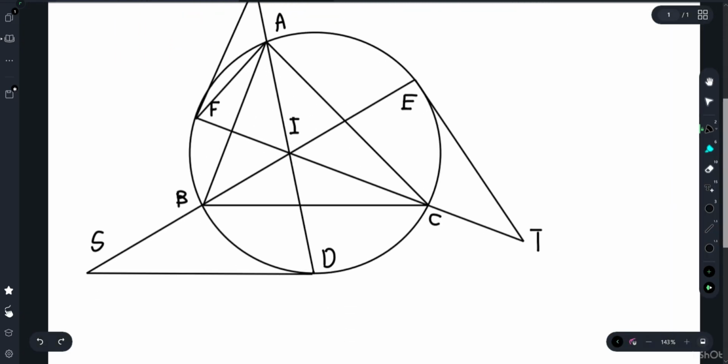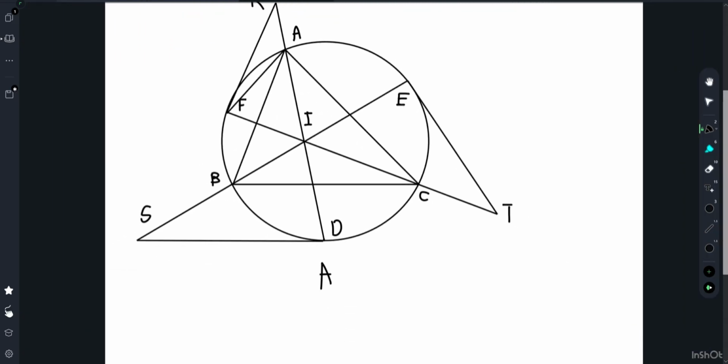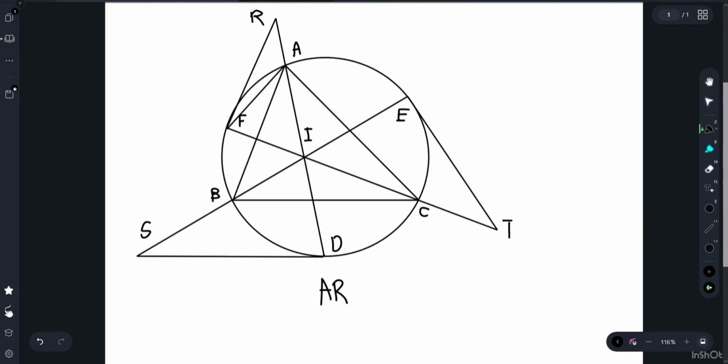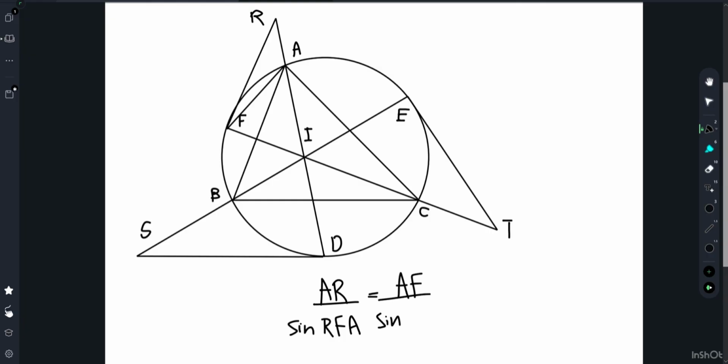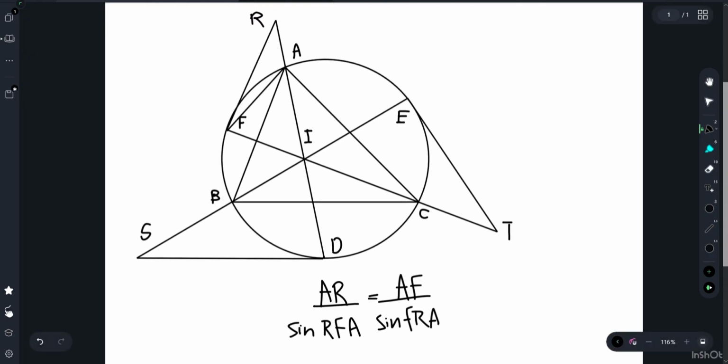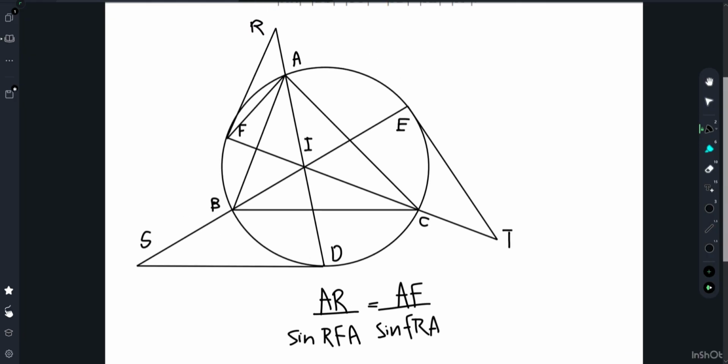AR, we can do law of sines in triangle RAF. So AR over sine RFA is equal to AF over sine FRA. And so now let's simplify. What is sine RFA? Sine RFA corresponds to arc FA, which is just angle ACF.